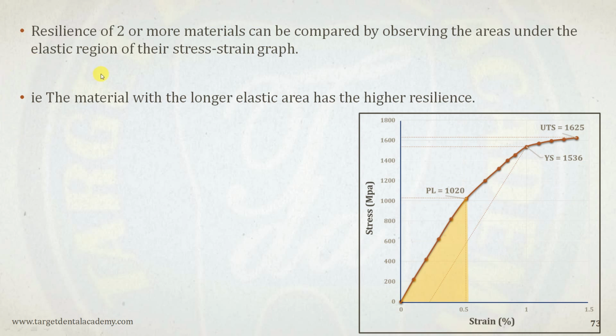So resilience of two or more materials can be compared by observing the areas under the elastic region of their stress strain graph. That is, the material with the longer elastic area has the higher resilience. The material with the longer elastic area, can you see this, has the higher resilience.